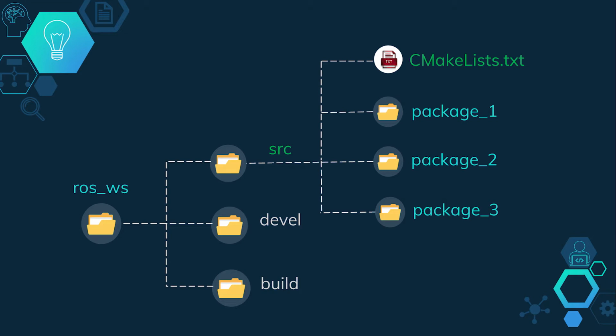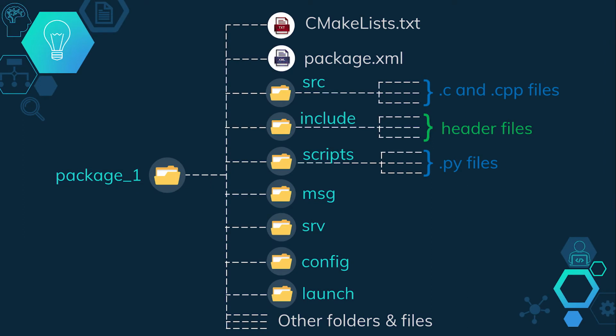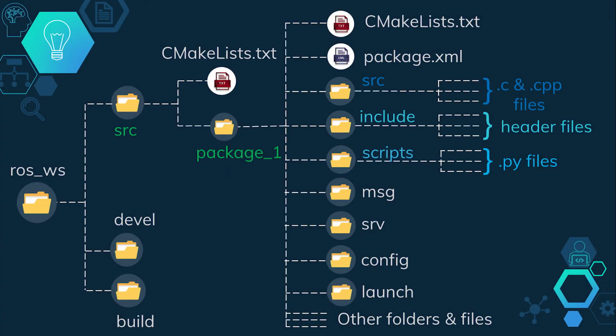Now let us see which files we keep inside a package. A package can in turn have a CMakeLists.txt file, package.xml file, and src, include, scripts, msg, srv, config, and launch folders. Note here that we have two different SRC folders at two different levels. The top one contains the packages and this one contains all the C and C++ codes of the package. The include folder contains the header files and the scripts folder contains all the Python codes.